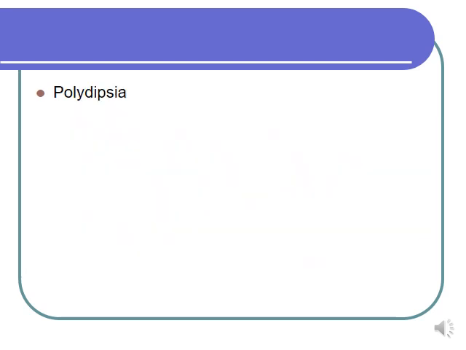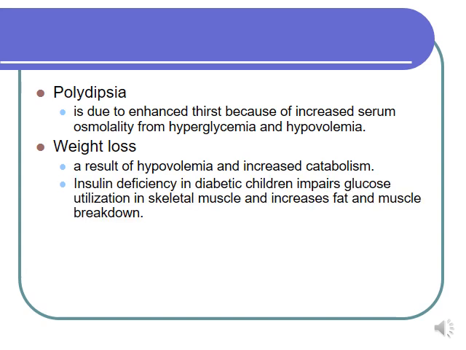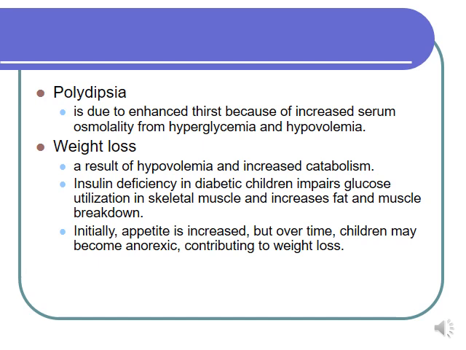So coming to polydipsia, it is nothing but enhanced thirst because of increased serum osmolarity from hyperglycemia and hypovolemia. Coming to weight loss, it's a result of hypovolemia and increased catabolism. Insulin deficiency in diabetic children impairs glucose utilization in skeletal muscle and increases fat and muscle breakdown. Initially, appetite is increased, but over time, children may become anorexic and contribute to weight loss.